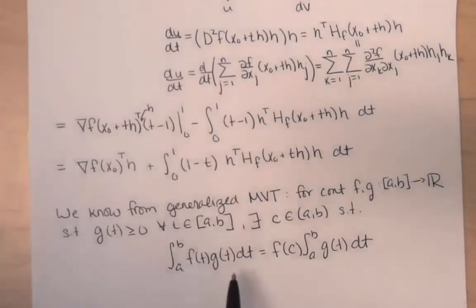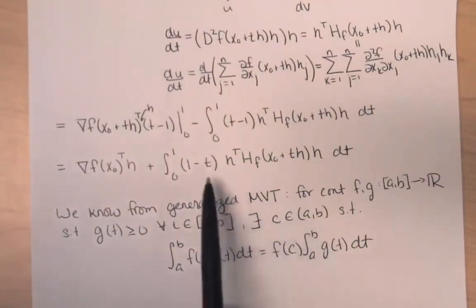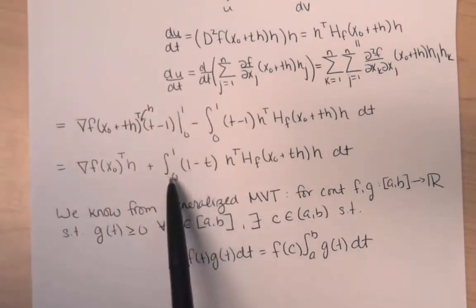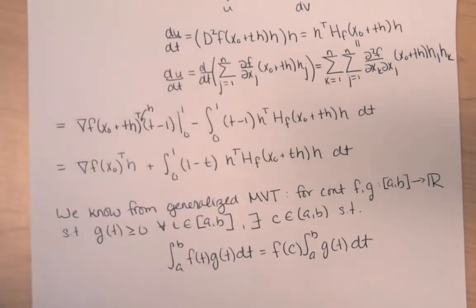Okay, so you should remember this result from real analysis 1. We can think of it as a generalization because if g is equal to 1, then this is exactly just the mean value theorem. So let's apply this result to here. We can consider 1 minus t to play the role of g from our theorem because notice that it's positive, or, well, non-negative on the interval from 0 to 1.